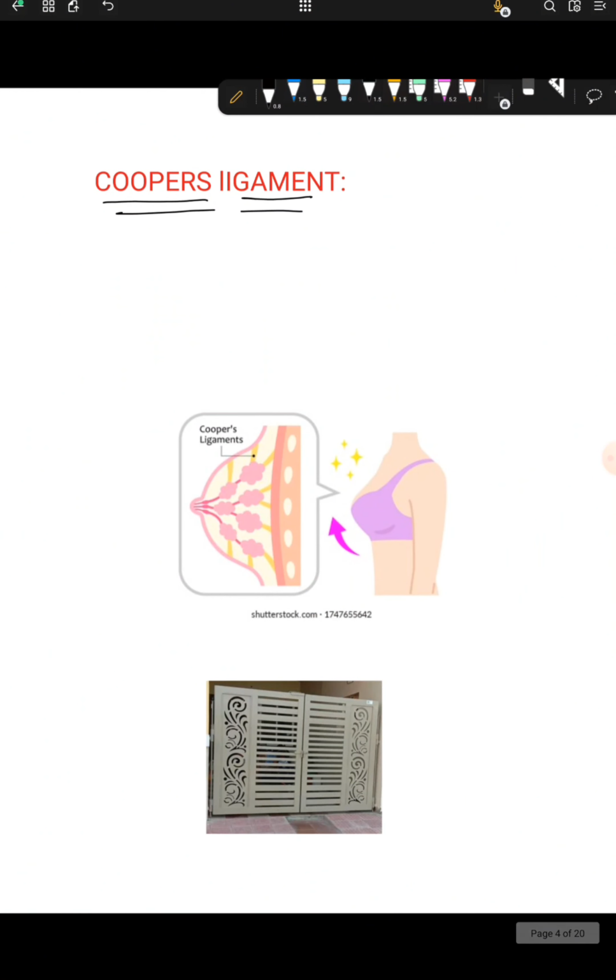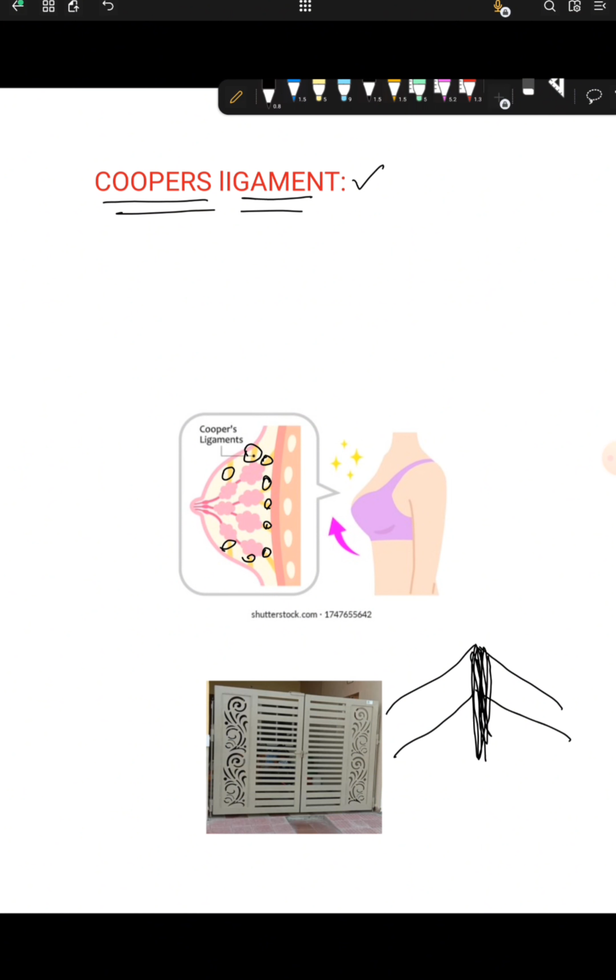So next one is about the Cooper's ligament. So what is the Cooper's ligament? As you know, in our Pakistan when new houses are built and we put up the outer gate, we support it with ropes to maintain its position, to maintain its erect position. The Cooper's ligaments here, all are the Cooper's ligaments. So they are responsible for maintaining the structure of the breast, right?